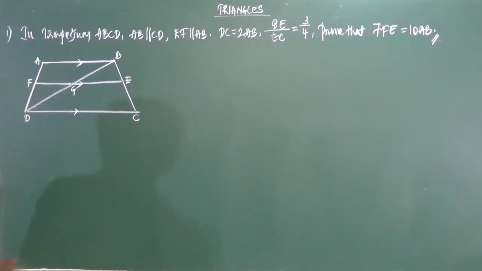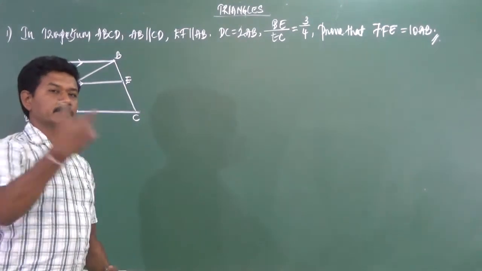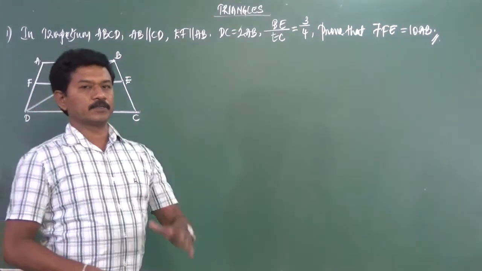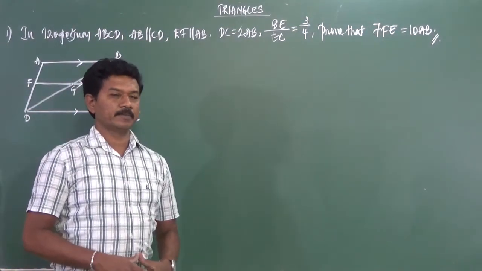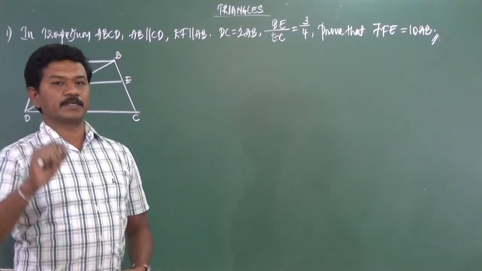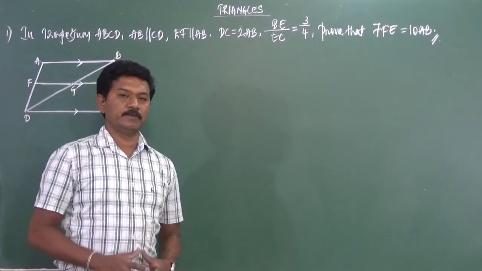In trapezium ABCD, it's a very simple problem. The concept is very simple. We have to apply all the previous knowledge that we have learned. Among them, one is the converse of BPT. I hope you remember: when a line divides any 2 sides of a triangle proportionately, then it is parallel to the third side, that is the converse of BPT.